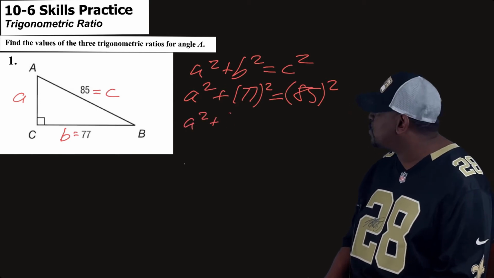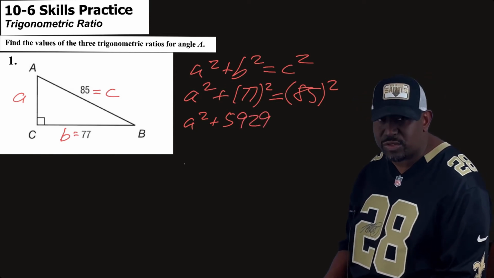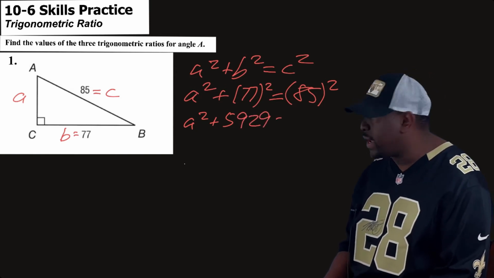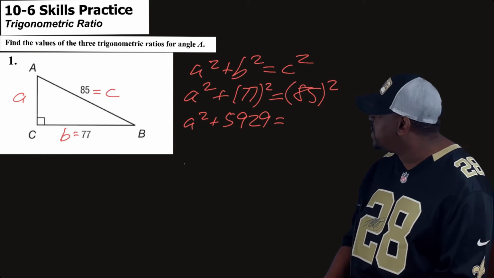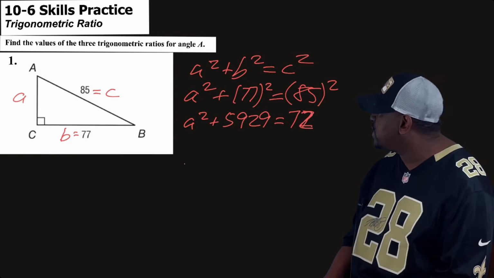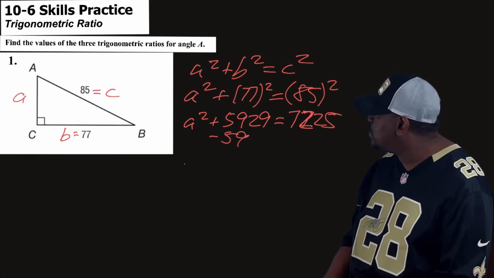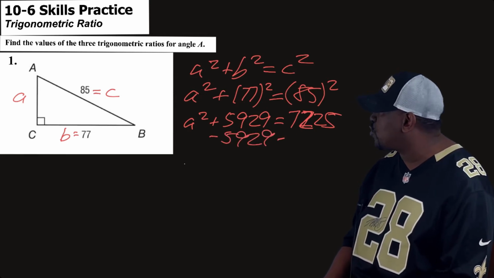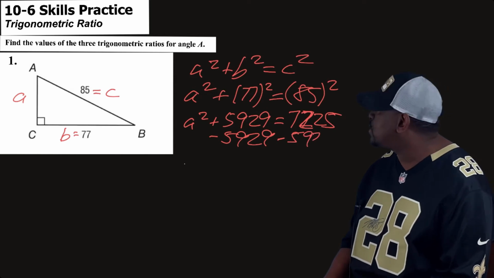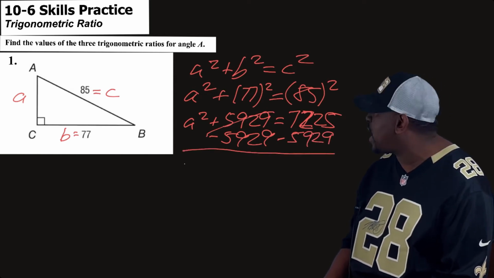So we substitute B and C into the equation A squared plus B squared equals C squared, and we will solve for A. We do that. 77 squared is 5,929. 85 squared is 7,225. At this point, to solve for A, we must subtract 5,929 from both sides because it's positive, so the inverse is subtract.